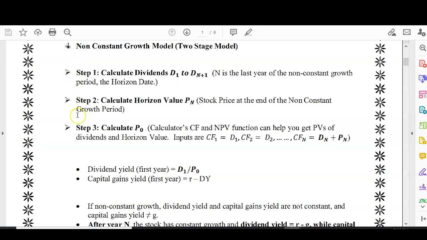We will have 3 steps for working on such problems. Step 1, calculate dividend D1 through Dn plus 1. N is the last year of the non-constant growth period, the horizon date. Step 2, calculate the horizon value Pn, the stock's price at the end of the non-constant growth period. Step 3, calculate P0. The cash flow and NPV functions can help you get the present values of dividends and horizon value. Inputs are CF1 equals D1, CF2 equals D2, CFN equals Dn plus Pn.